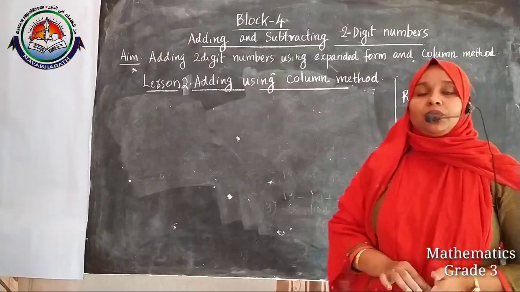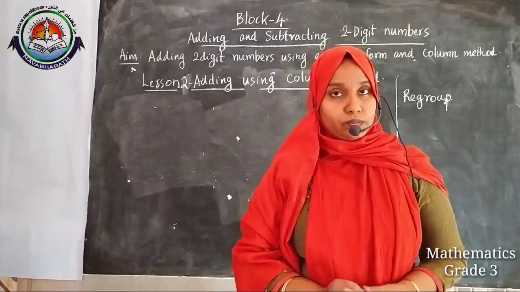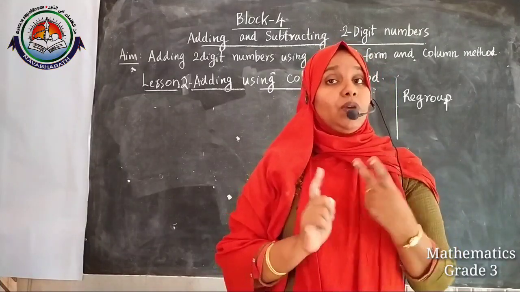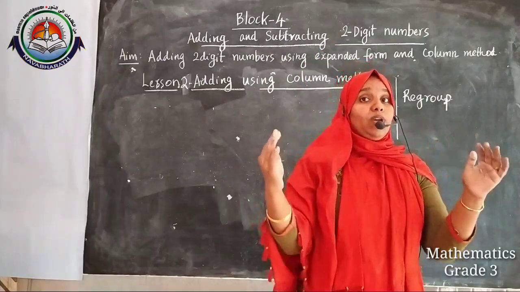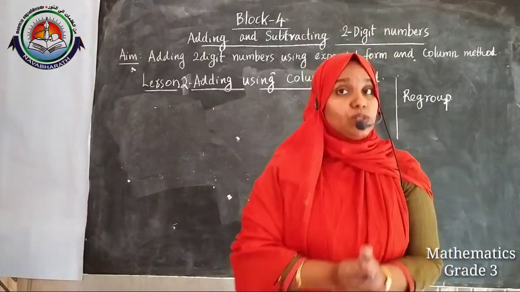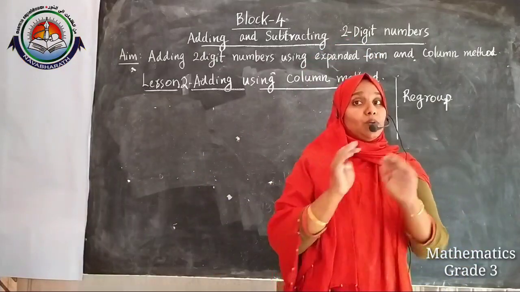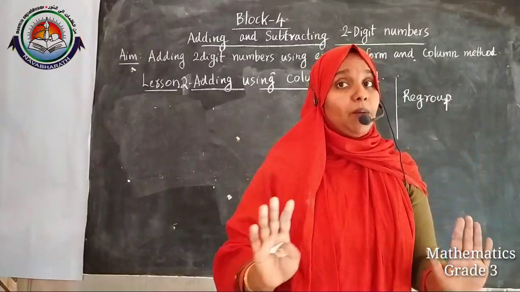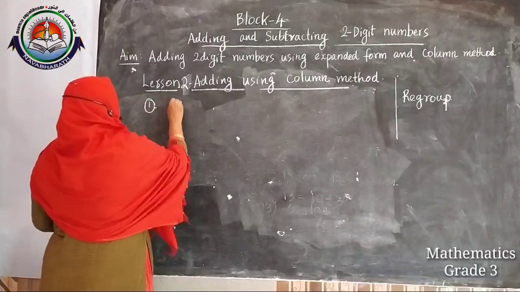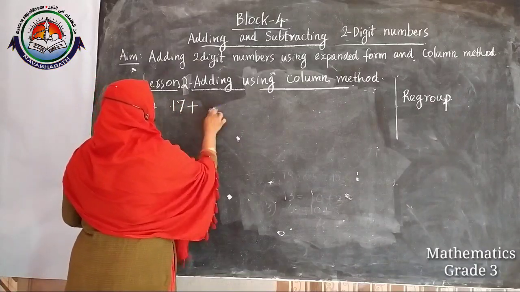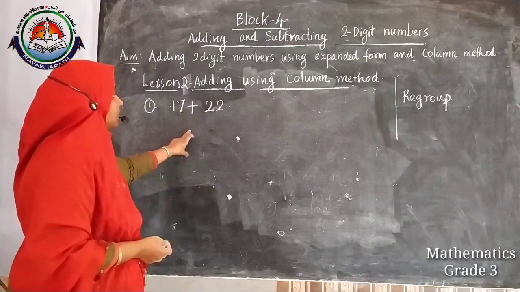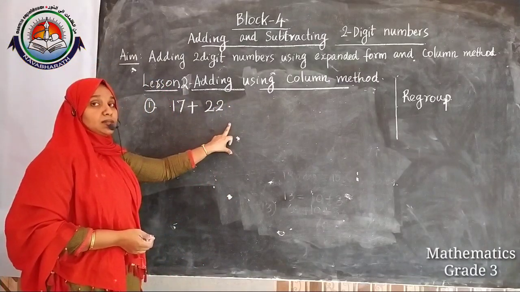In the column method, which we studied in class 2, we arrange the numbers as per their place values, that is tens and ones. We can consider one example: 17 plus 22. How to do this?